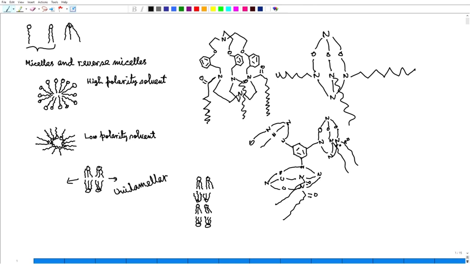So we have done this, and it also forms vesicles. So here how many? 6 tails, 3 head groups and 6 tails. These were not reported earlier, they came from our lab. All these things form vesicles.